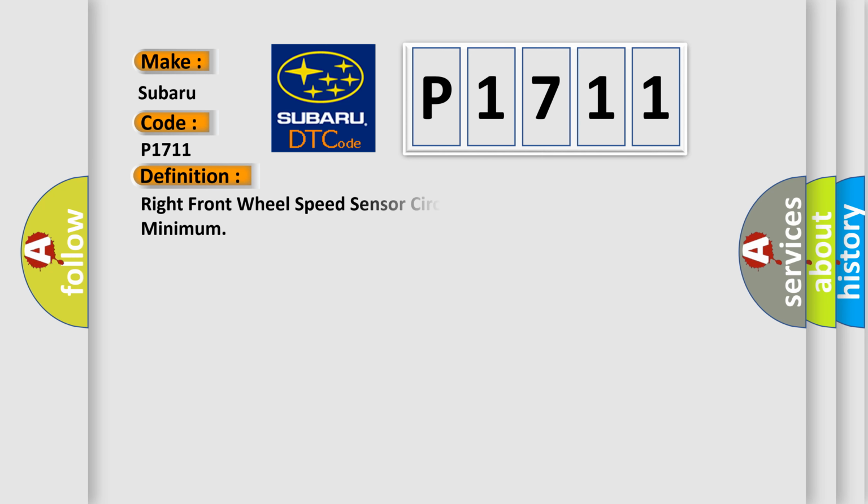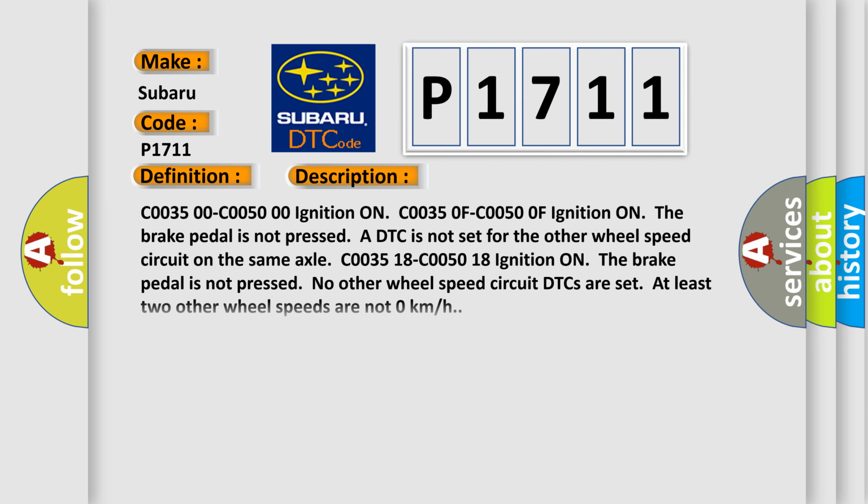The basic definition is: right front wheel speed sensor circuit signal amplitude less than minimum. And now this is a short description of this DTC code. C0035, C0050: ignition on, the brake pedal is not pressed. A DTC is not set for the other wheel speed circuit on the same axle. C0035 18, C0050 18: ignition on, the brake pedal is not pressed. No other wheel speed circuit DTCs are set. At least 2 other wheel speeds are not 0 km/h.